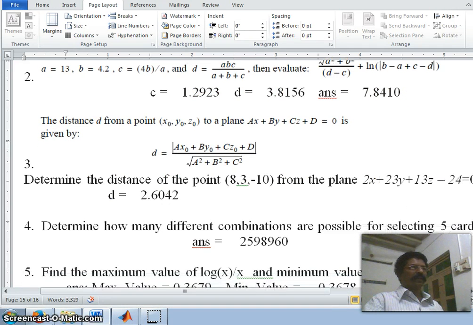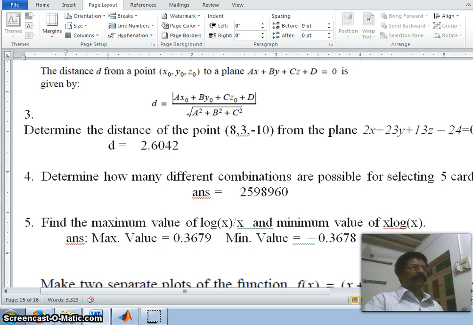Now let us go to the third question. The distance d from the point x naught, y naught, z naught to the plane is given by this one: absolute of a x naught plus b y naught plus c z naught plus d, divided by square root of a square plus b square plus c square. Therefore, we have to find the distance from this point. So this point corresponds to x naught, y naught, z naught, and this equation corresponds to this one.